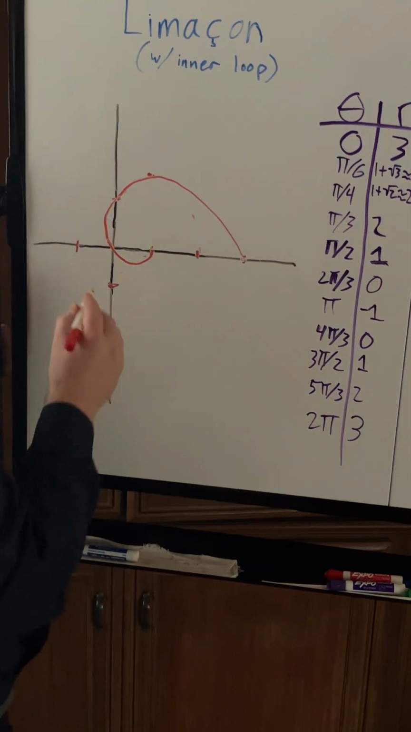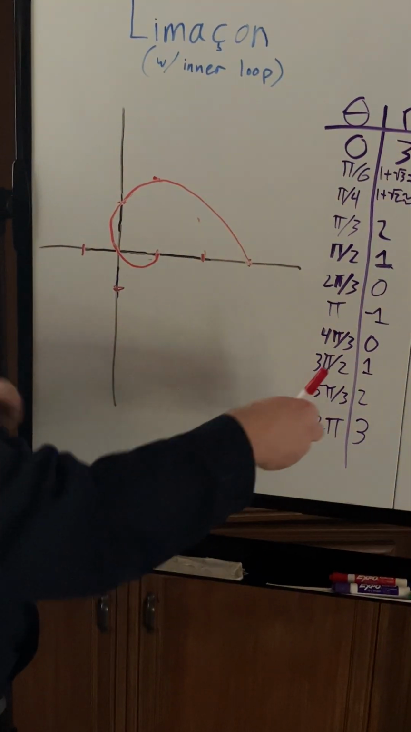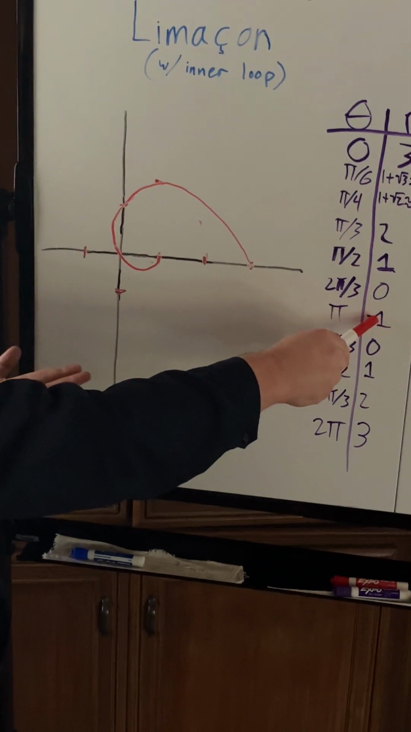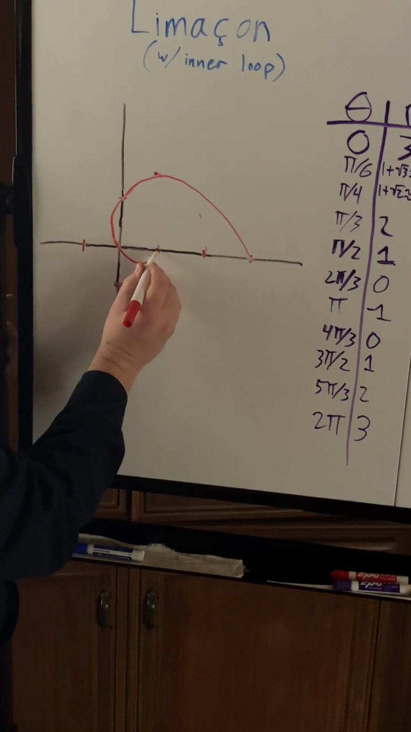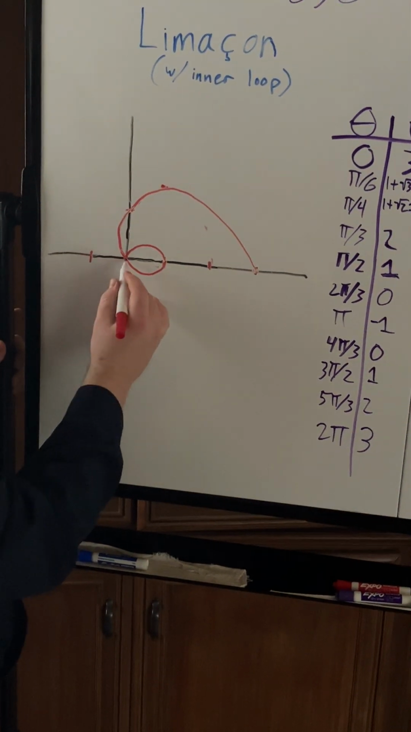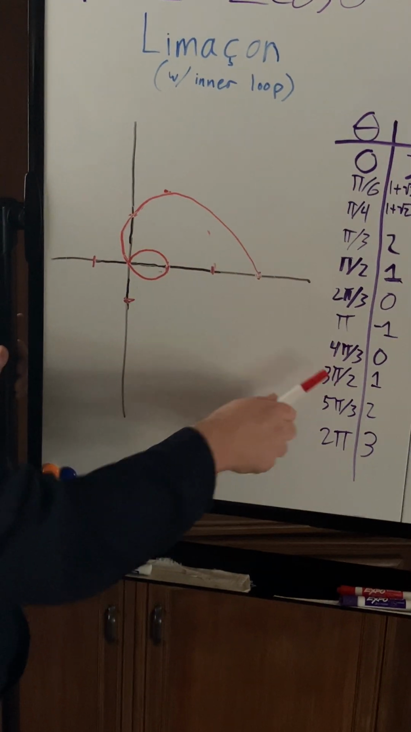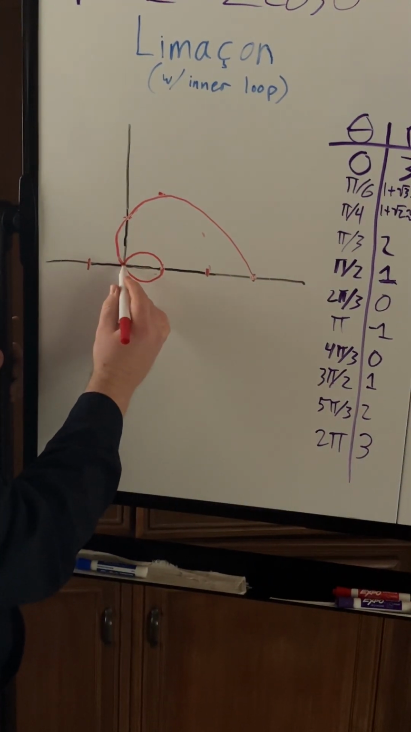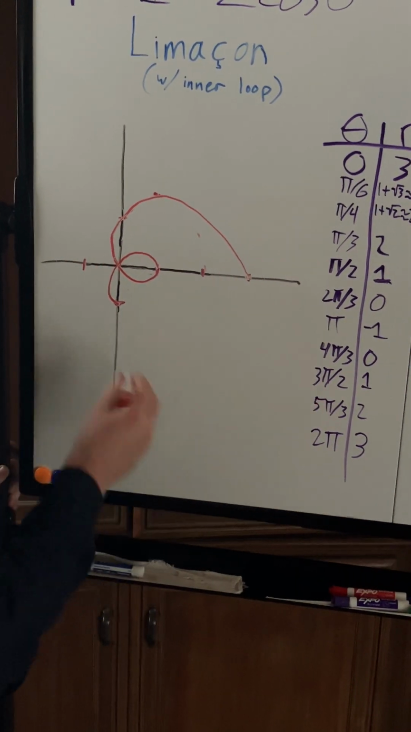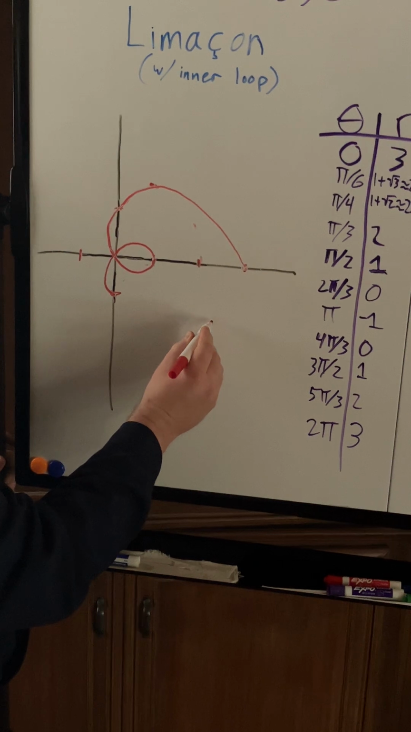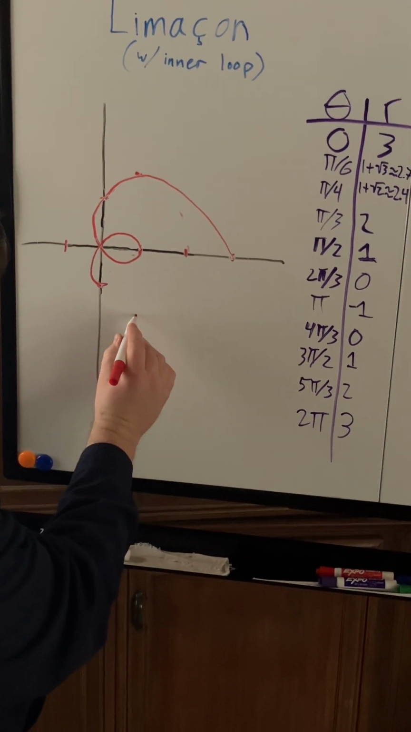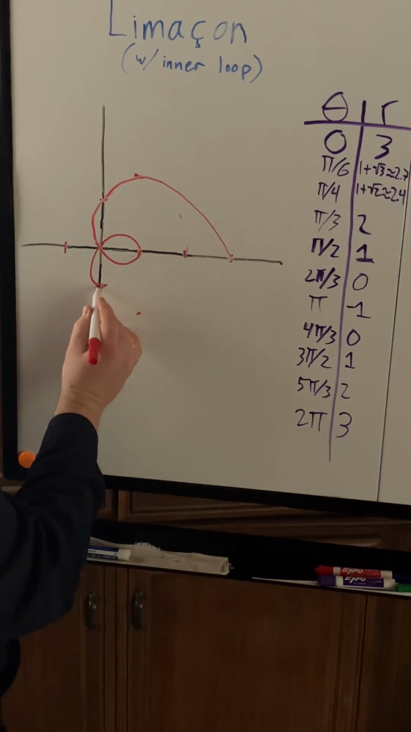At 4 pi over 3, we're back to 0. But that means between pi and 4 pi over 3, we're going from -1 to 0. So that means it's going to just go like this until we get to 4 pi over 3. At 3 pi over 2, we're at 1. So there you go. At 5 pi over 3, we're at 2. Again, that's going to be like here-ish.